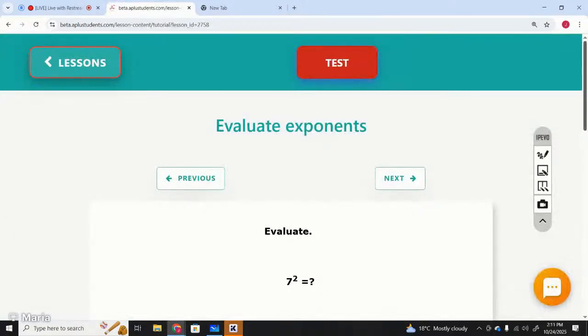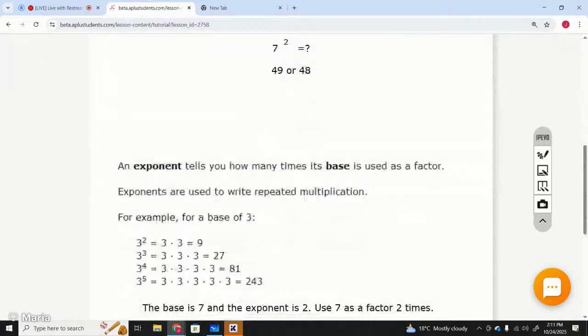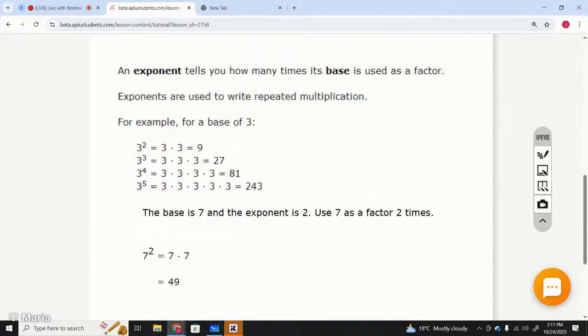Evaluate 7 square. An exponent tells you how many times its base is used as a factor. 7 square: 7 is used as a factor 2 times. So you have to do 7 times 7. 7 times 7 is 49.